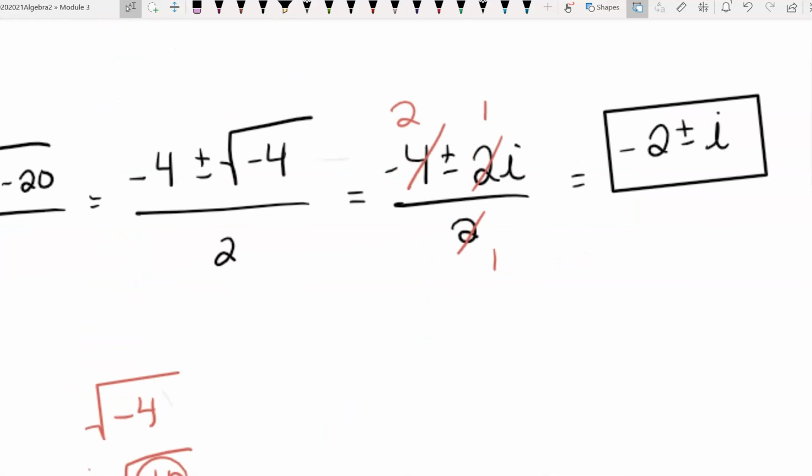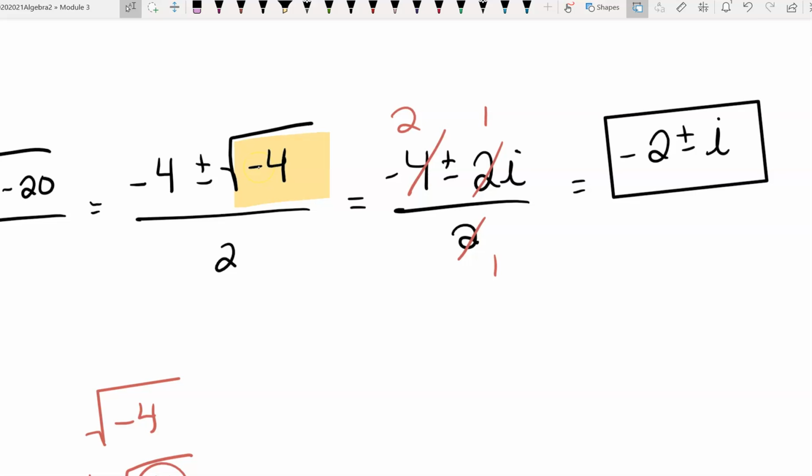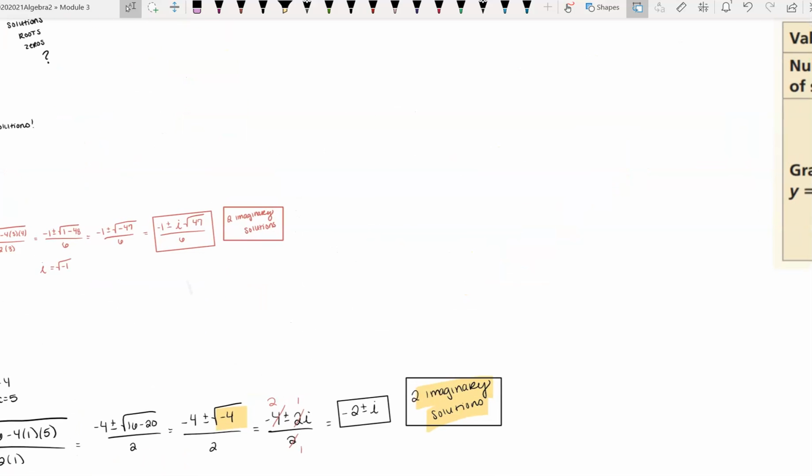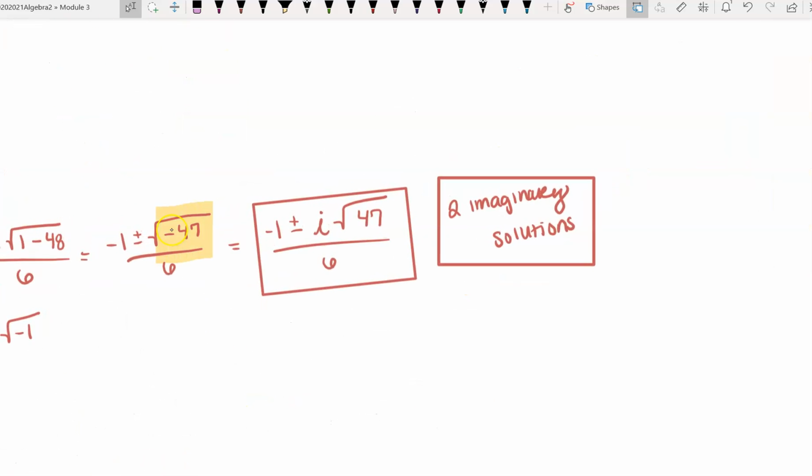Okay, let's do another one. Here, I had a negative under the radical, and I had 2 imaginary solutions. Again, I had a negative under the radical and 2 imaginary solutions. Okay, Miss K, what are you getting at?